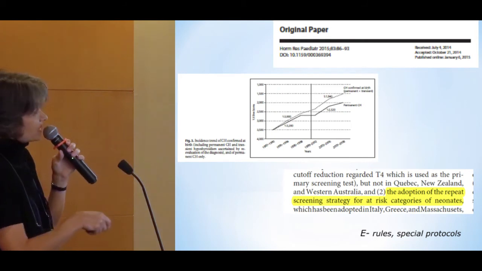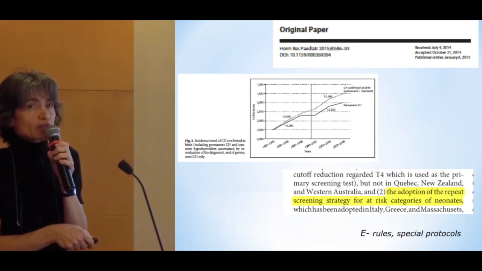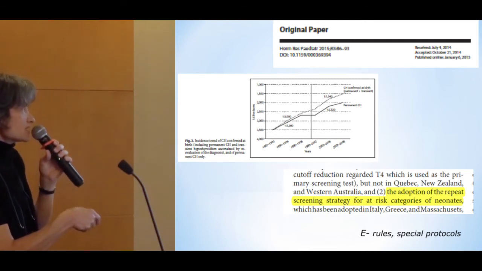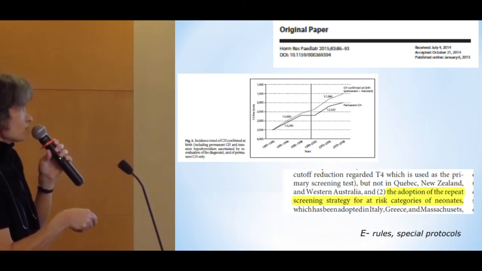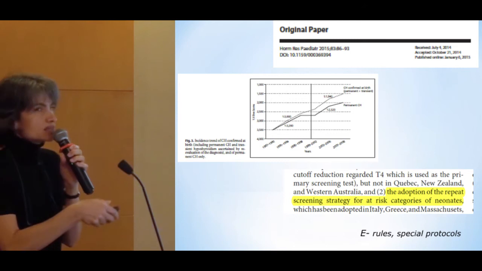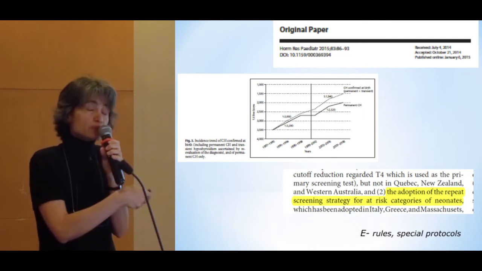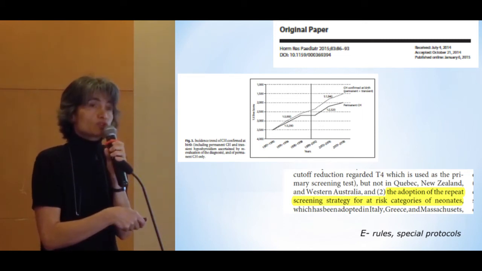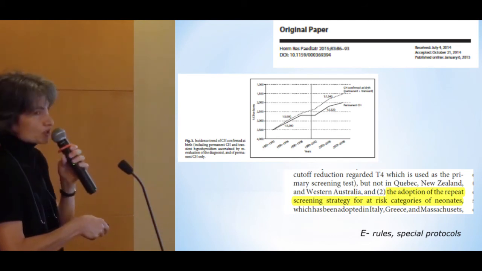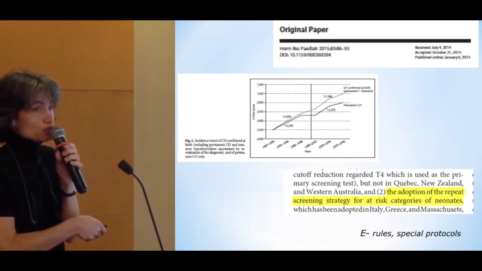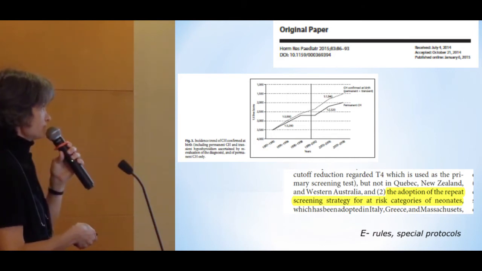So this is what happened in Italy when we applied the protocols for newborn babies. Well, this is the incidence of congenital hypothyroidism, and it rose over time. We lowered our cutoffs over time, but we introduced the special protocol as well. So if you don't implement the special protocol, you might miss a lot of hypothyroidism babies, okay?